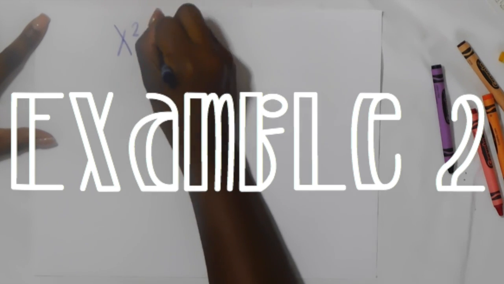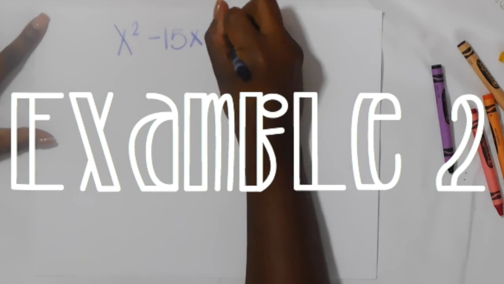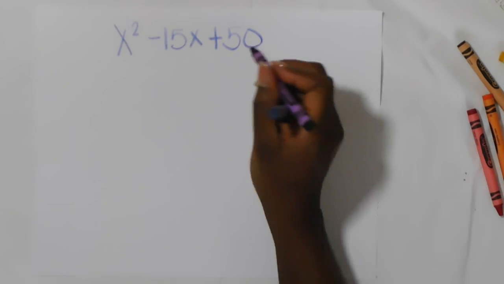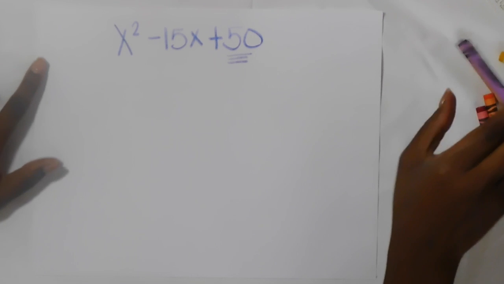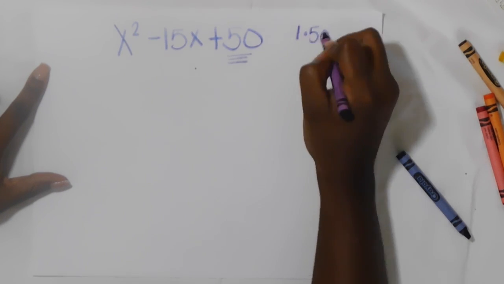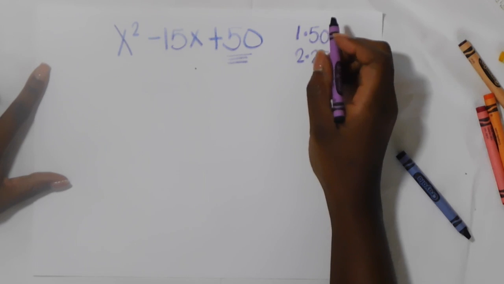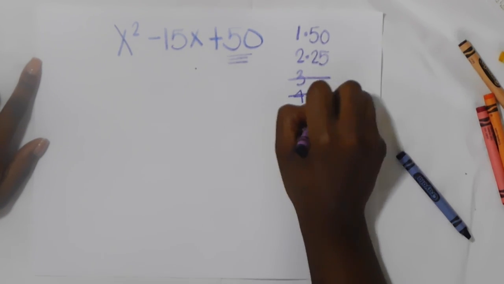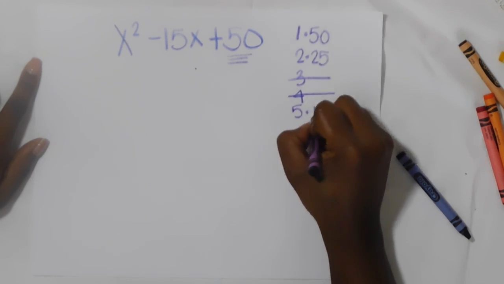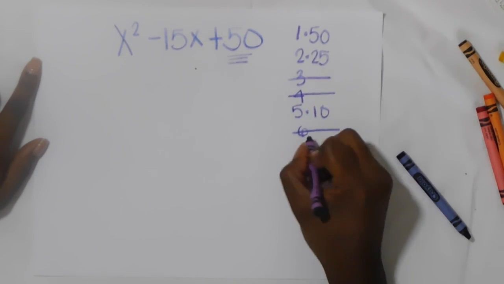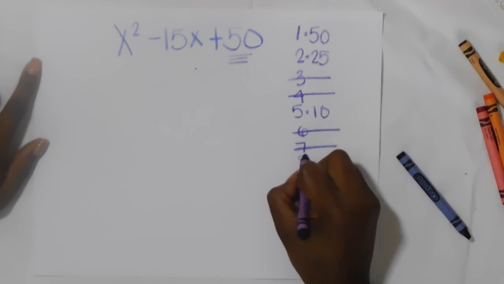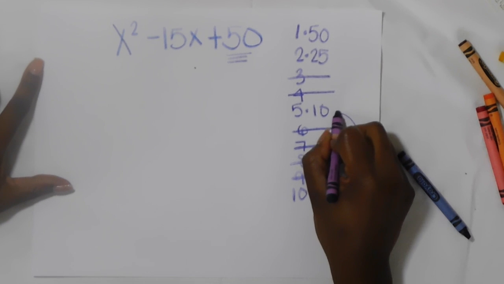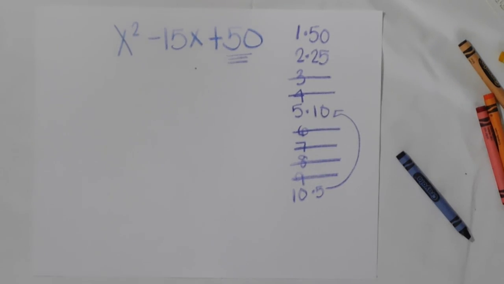Moving on to example number 2. We've got x squared minus 15x plus 50. Just like the last problem, we're going to look at the 50 first. We're going to find all of our factors of 50. 1 times 50, 2 times 25, 3, no, not going to give us anything, 4, skip, 5 times 10, good, 6 doesn't give us anything, 7, 8, 9, 10 times 5 is technically already there, so that's how I know I'm done with making the list.